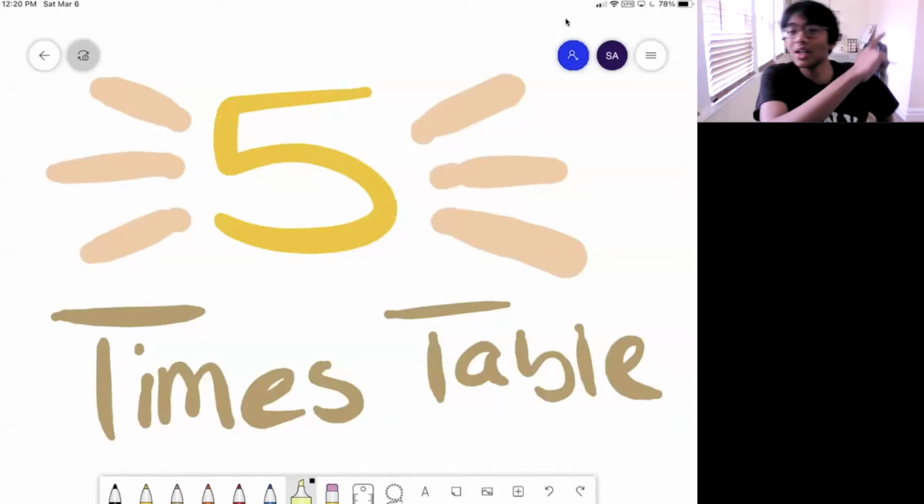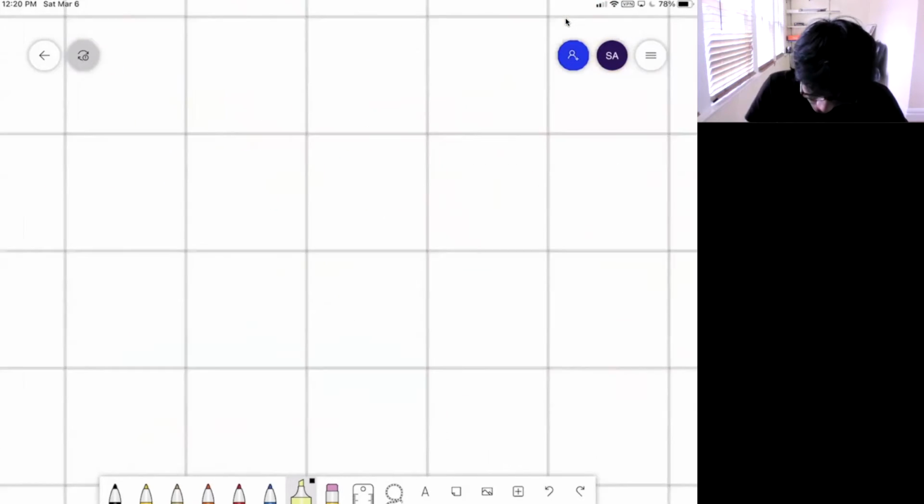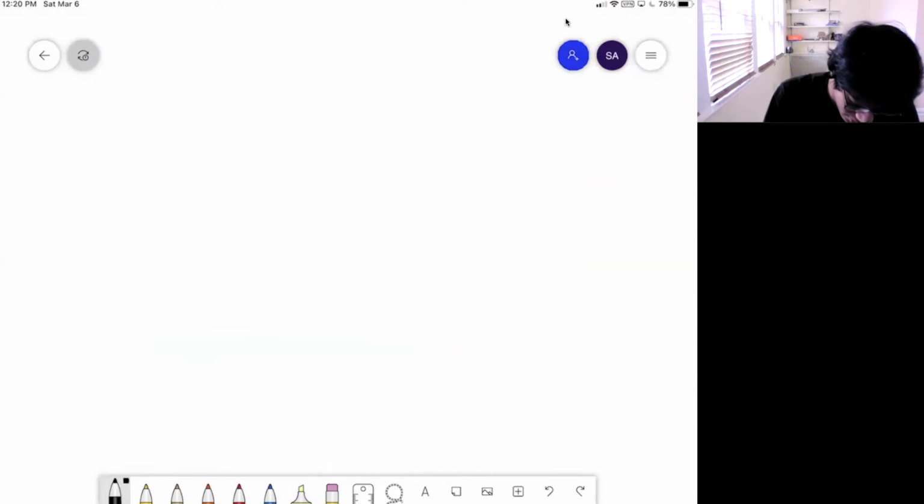Alright folks, so today we're going to be starting the 5 times table. Let's get started with the whole table. So here's what we're going to be learning today.